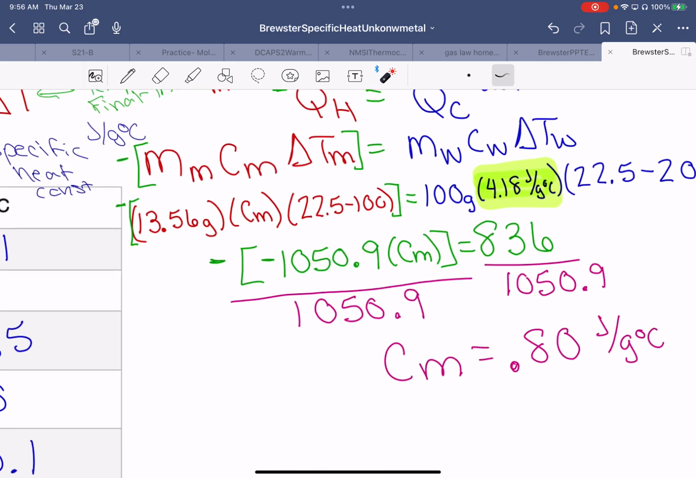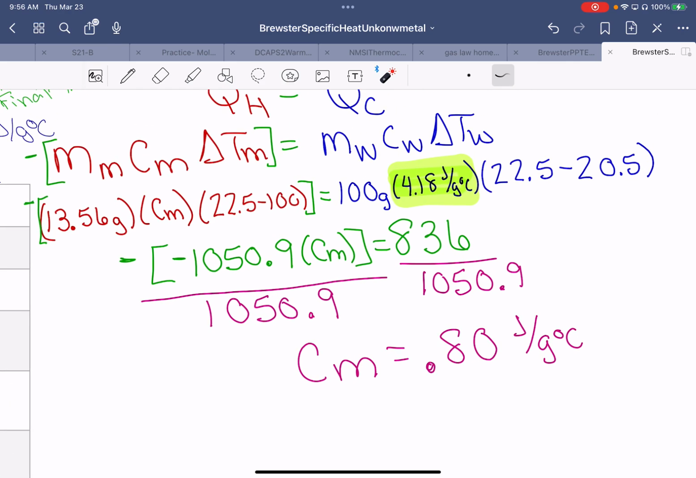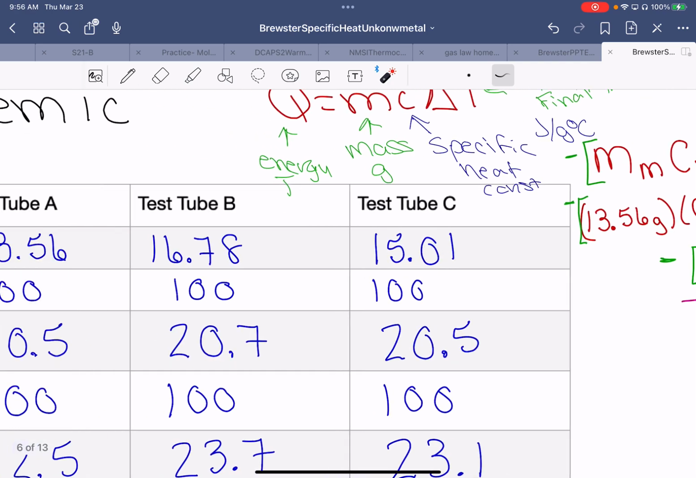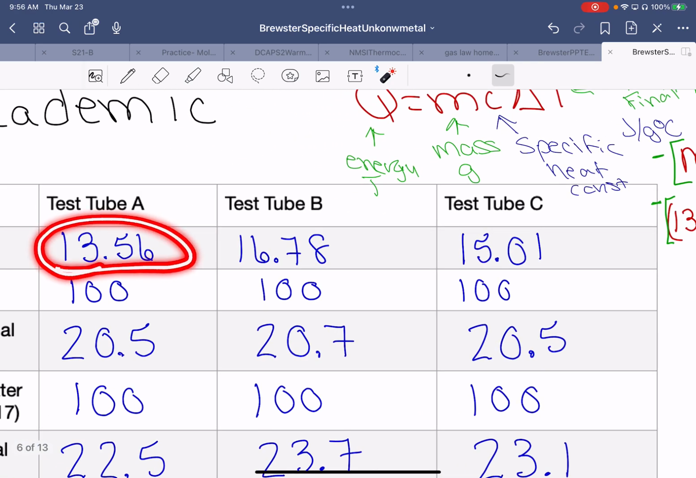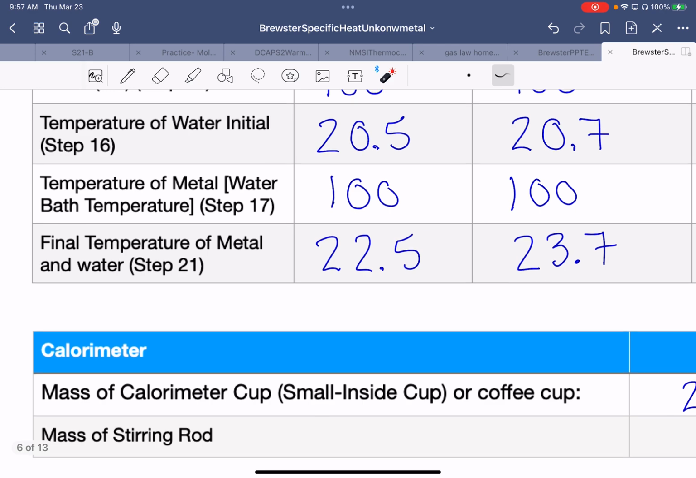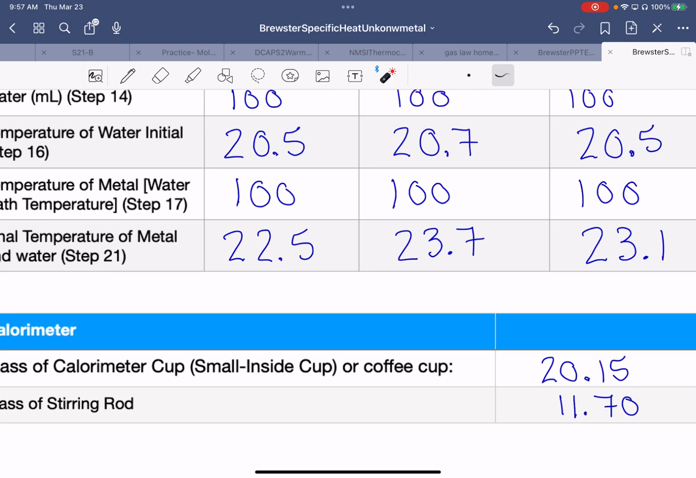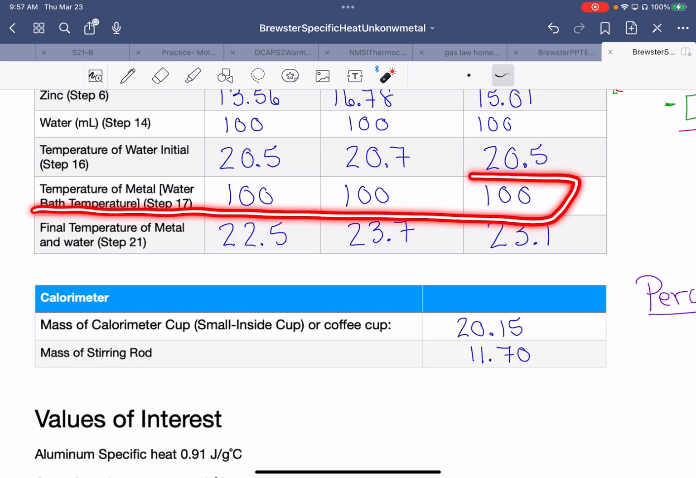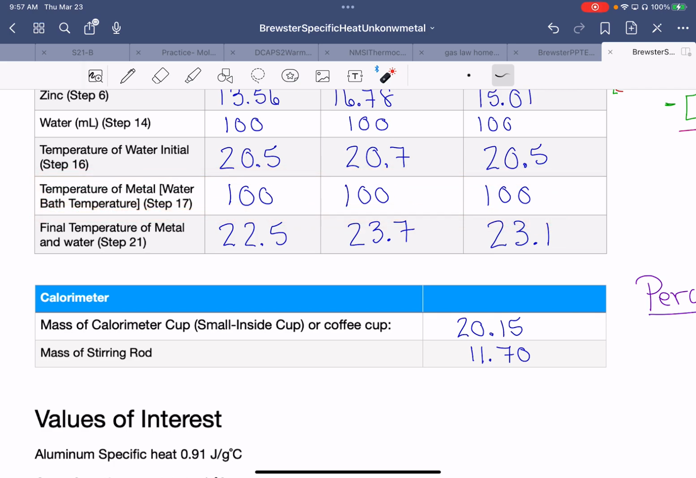Okay, so then let's go look at our metal side. I know that I have 13.56 grams, which is this one right here. C of the metal is my unknown. I can leave it there, or if you prefer, you can write X on there instead. Our final temperature, as you saw with the water, is 22.5, and we're assuming that it started at boiling point, which is 100 degrees Celsius for water. So it's going to be minus 100. That is also here on your chart. And if you remember, everything across the chart right here should all be the same, 100 degrees.